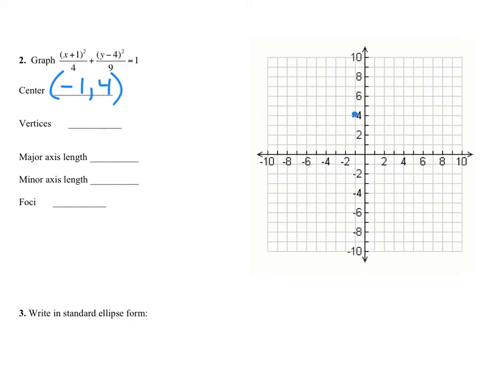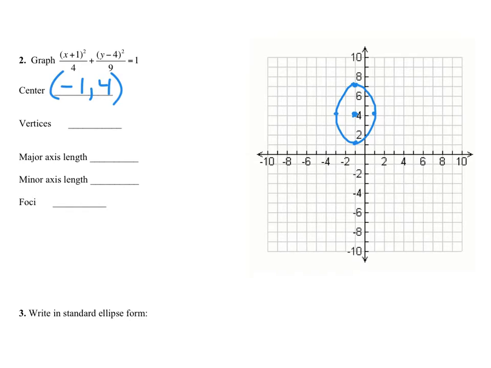I like to graph it first and then answer all the questions. All right, so now we're going to go 2 in each direction, side to side, from the center. Not from the origin, but from the center. 2 in each direction. Oh, square root of 4. Sorry. So a squared is always underneath x, and you go a distance of a in each direction. And then we're going to go up and down a distance of 3. 1, 2, 3. Okay, so we draw our ellipse, and this is an up and down one.